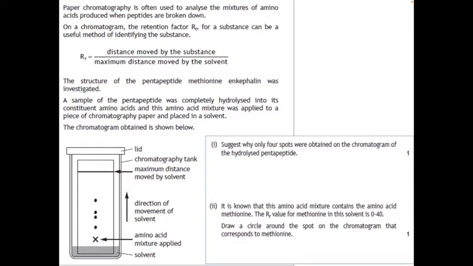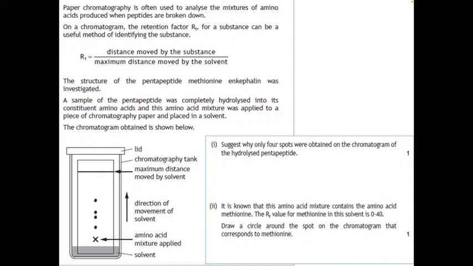Okay, so let's have a look at some past paper questions for some chromatography. So this basically tells us about paper chromatography. It's got an equation to show you the RF, which we're going to use in this question. And also it tells you about a pentapeptide, which means a molecule with 5 peptides in it. It's asking here why only 4 spots were obtained on the chromatogram of the hydrolyzed pentapeptide.